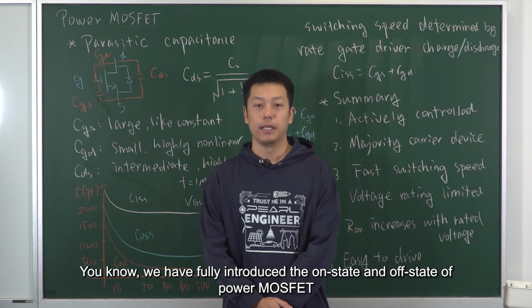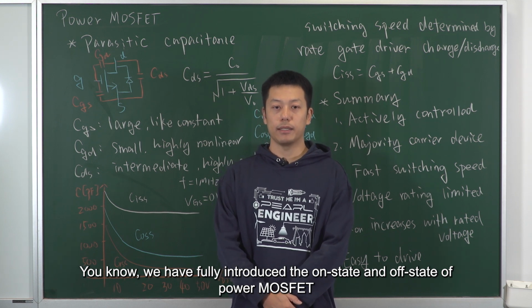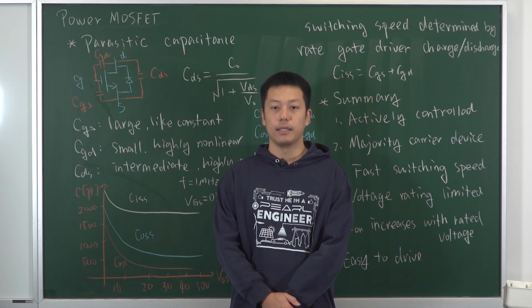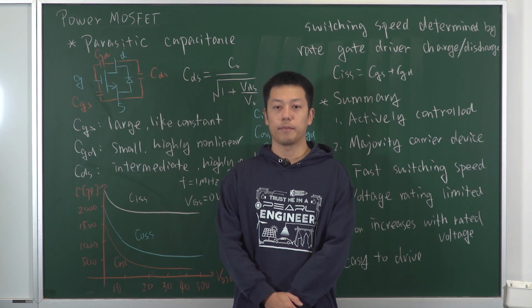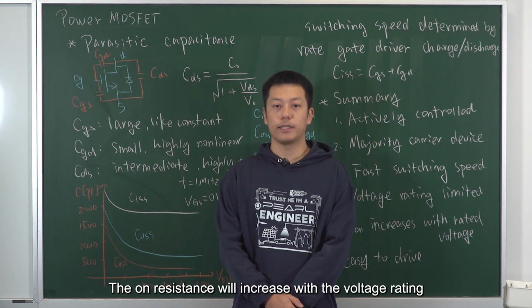Till now, we have fully introduced the on-state and off-state of the power MOSFET, and we can understand that it is an actively controlled and majority carrier device. It has the features of high switching frequency, but its voltage rating is also limited. The on resistance will increase with the voltage rating.